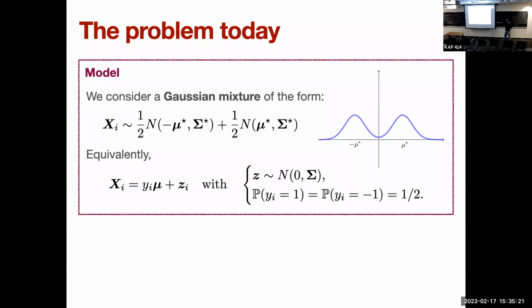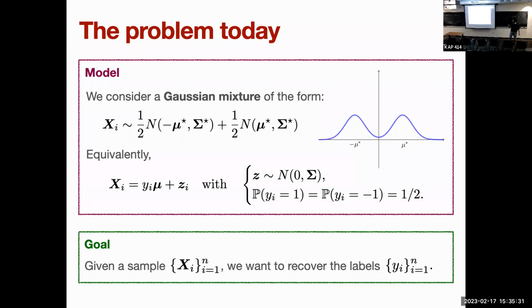Just to make things a little bit more explicit, I'm going to write the latent variables y_i for the signs. These are going to be one and minus one with probability a half. This is just going to be multiplying the mean, and then I'm going to add a centered Gaussian with the right covariance. So our goal is, given a sample, so just the x's, to recover these labels, the y's. Very simple.